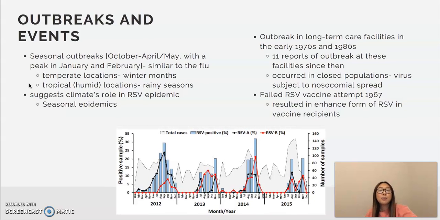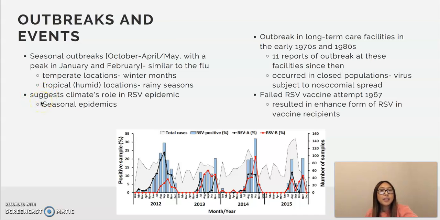There are recurring seasonal outbreaks of RSV that typically occur between the months of October all the way to May, and typically peak in the months of January and February, which are similar to the flu outbreaks. And this is associated with the temperate locations and their winter months, as well as tropical humid locations and rainy seasons, which are conditions that contribute to increased replication of the virus. And this suggests the climate's role in RSV epidemics.